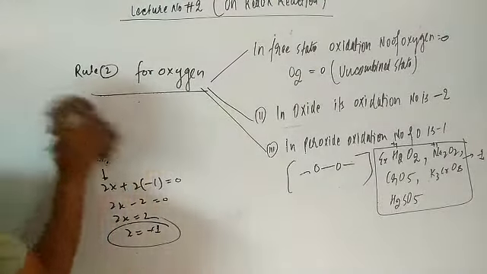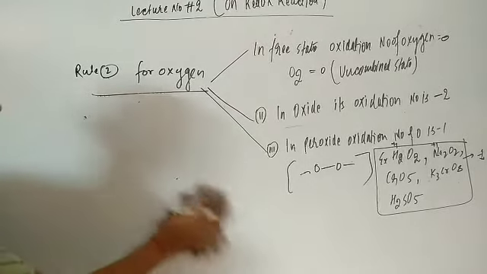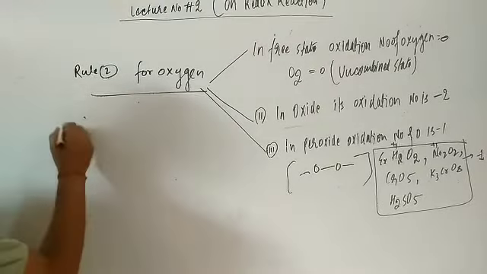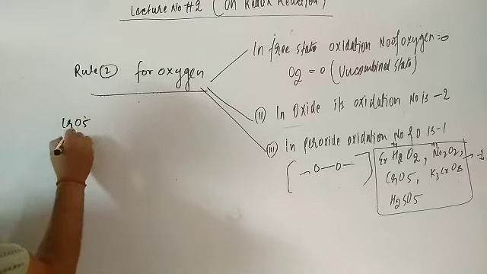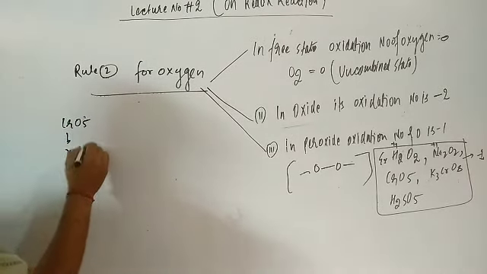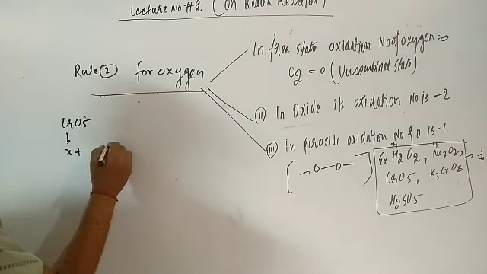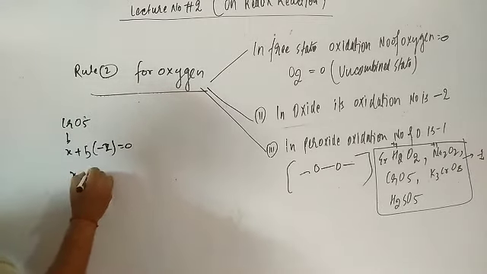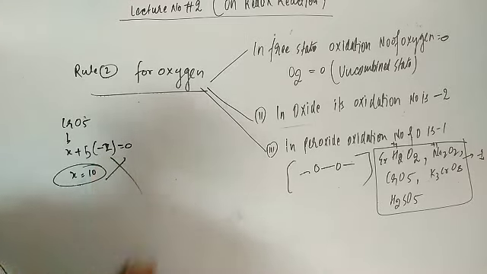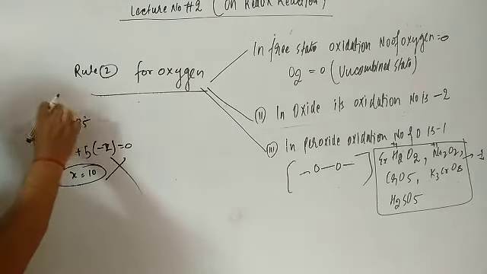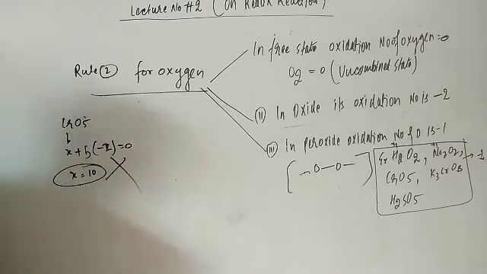If you are going for CrO5, students, let us try to understand. If you are talking about CrO5, chromium is suppose X, and oxygen is how much, student? That is -2 by the normal method, multiplied by 5, is equal to 0. So x is equal to 10 is coming. 10 is not possible, student, because the maximum oxidation number of chromium is +6.